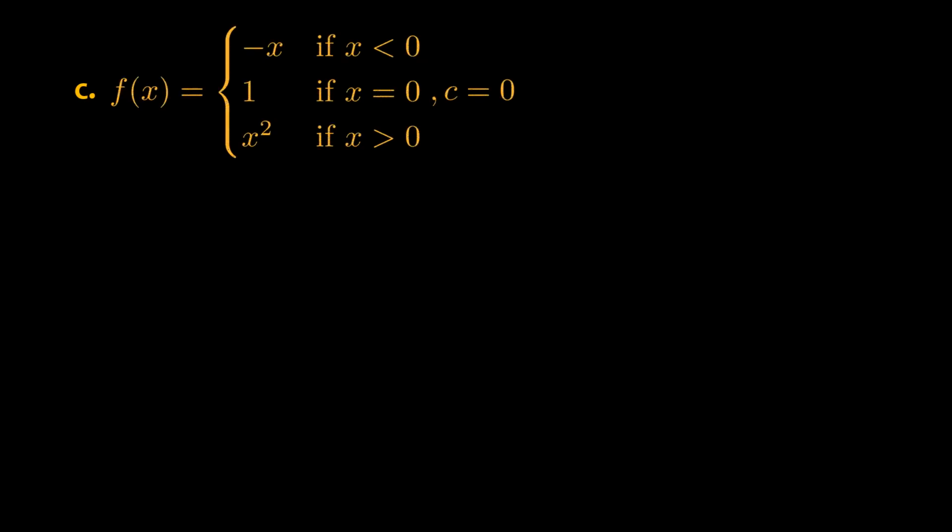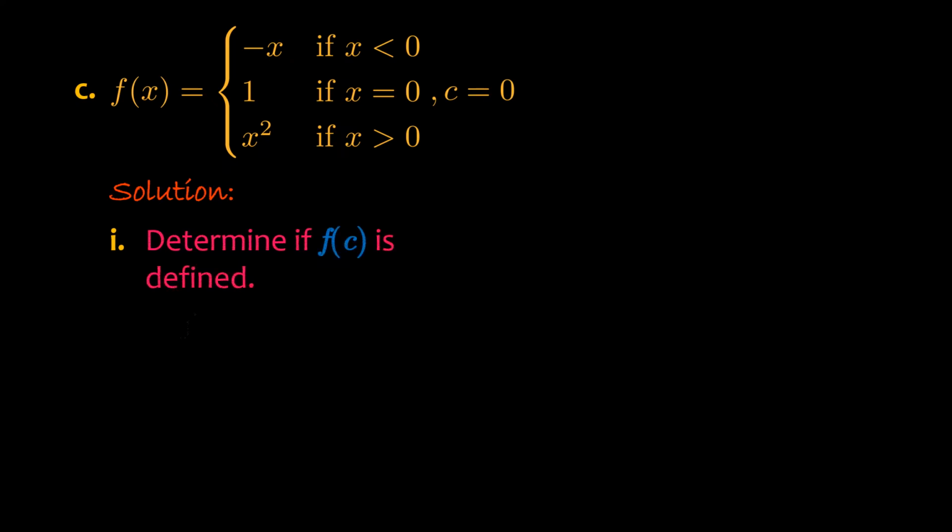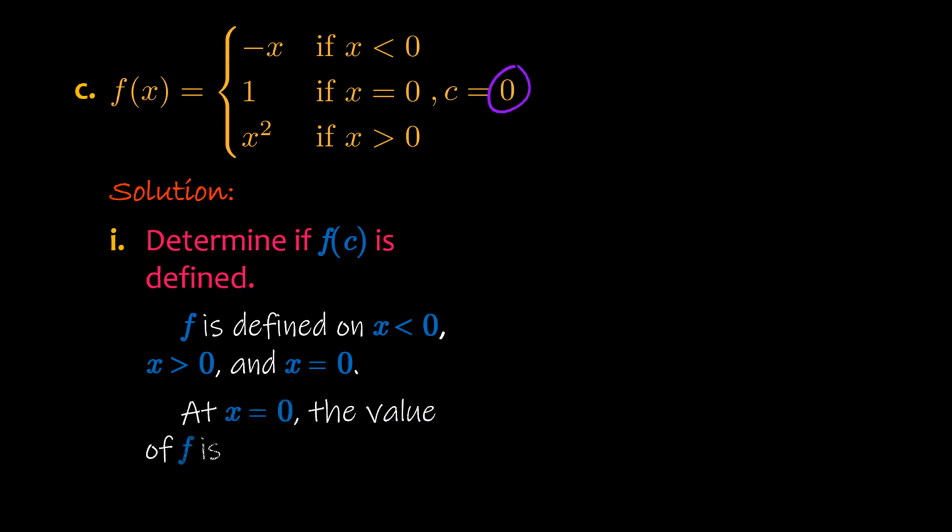C. f of x equals negative x, if x is less than 0, 1, if x is equal to 0, and x squared, if x is greater than 0, with c equals 0. Solution. First, determine if f of c is defined. F is defined on x less than 0, x equals 0, and x greater than 0. At x equals 0, the value of f is f of 0 is equal to 1.